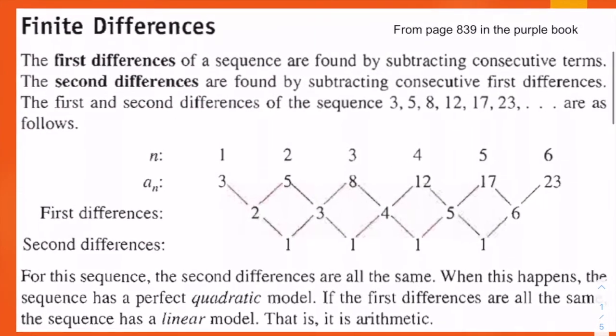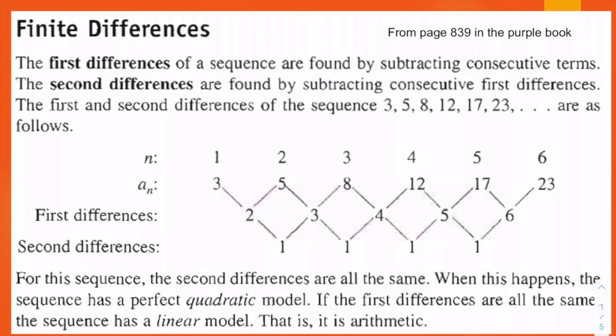Now, before we actually solve anything, we need to describe this idea. What is a finite difference? Well, first differences of a sequence are found by subtracting consecutive terms. And it always has to happen where the later term subtracts the term in front of it. So a sub 2 subtracts a sub 1, a sub 3 subtracts a sub 2 in order to find the differences. And you know that when you were talking about a linear model, arithmetic sequences always had the same common difference, right? The first differences were the common differences, and that's what made it an arithmetic sequence.